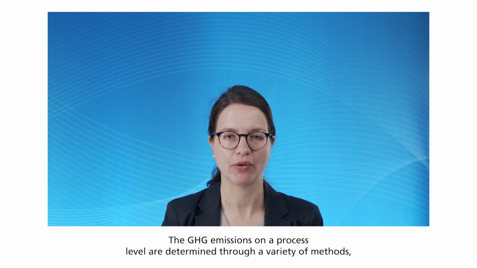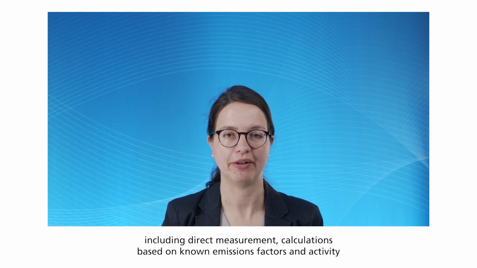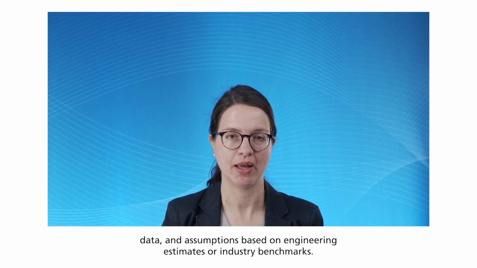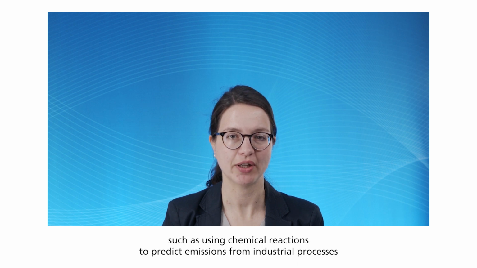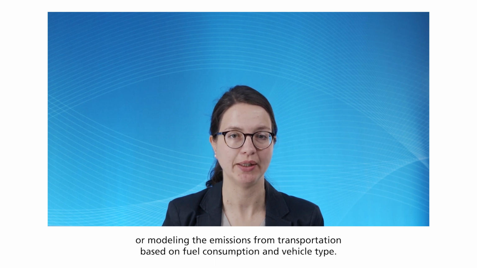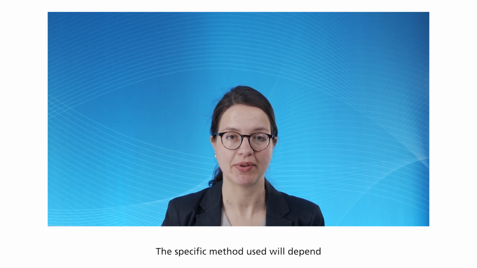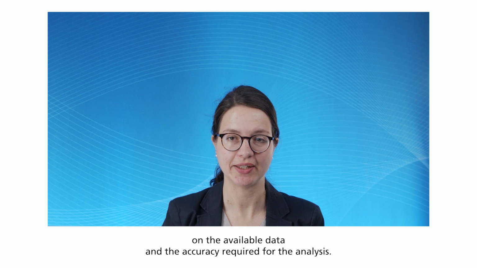The greenhouse gas emissions on a process level are determined through a variety of methods, including direct measurements, calculations based on known emission factors and activity data, and assumptions based on engineering estimates or industry benchmarks. These methods may make use of physical and chemical models to estimate emissions, such as using chemical reactions to predict emissions from industrial processes or modeling the emissions from transportation based on fuel consumption and vehicle type. The specific method used will depend on the available data and the accuracy required for the analysis.